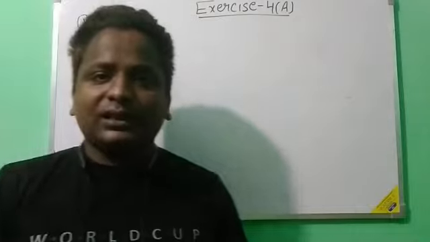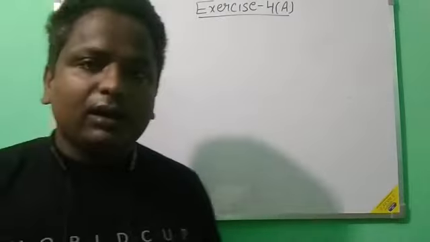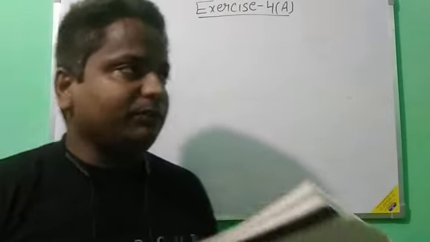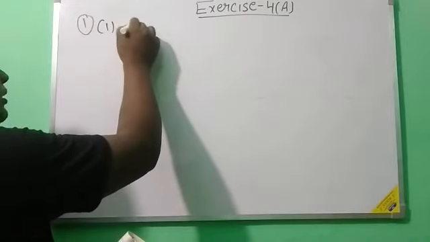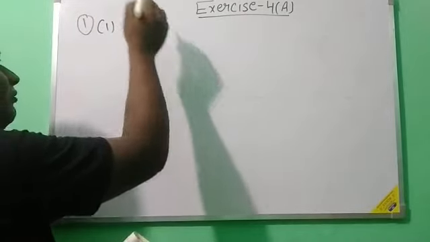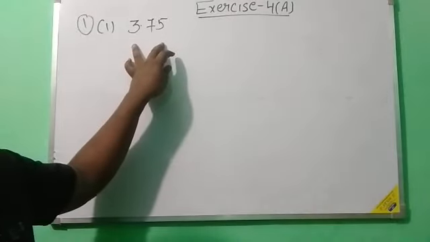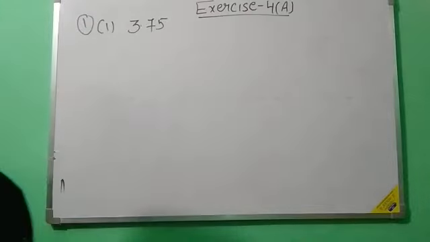So here is your exercise number 4A, and question number 1 says convert the following into fractions in their lowest terms. The first part of question number 1 is 3.75. You need to convert this decimal number into a fraction in its lowest terms.